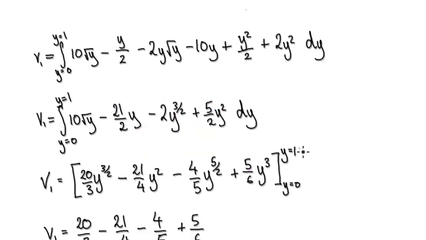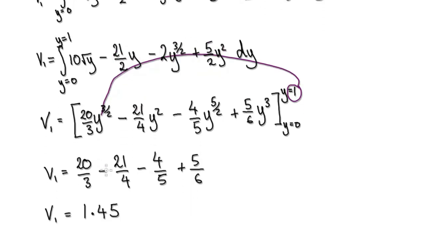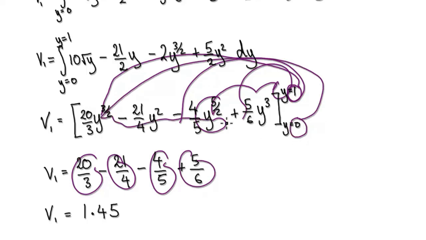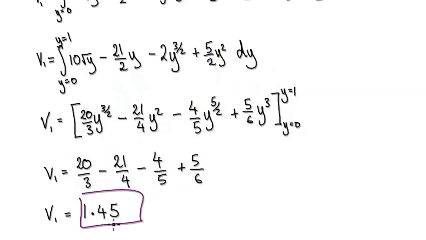And then we've got to put 1 into here. That will give us this thing here. Put 1 into here, that will give us this. Put 1 into here, that will give us this. 1 into here gives us this. And then you take away. When you put 0 into this, it all disappears, giving you v1 being 1.45.